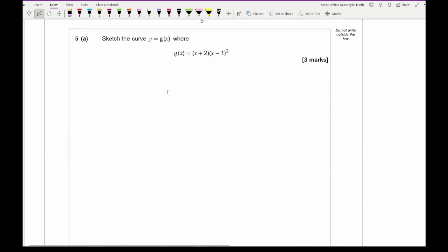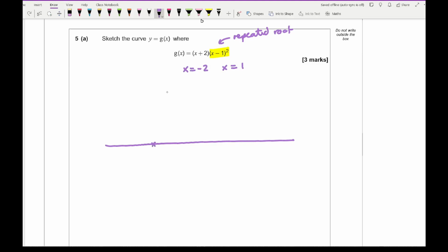Then moving on to question 5, it says sketch the curve of y equals g of x, where g of x equals x plus 2 and x minus 1 squared. Now with this bit here, what we've got is a repeated root. So if I start by drawing my x-axis, I'm going to have a root at x equals minus 2 and x equals positive 1. So if I just mark minus 2 and I mark 1, then I know that the y-axis is going to go somewhere here.